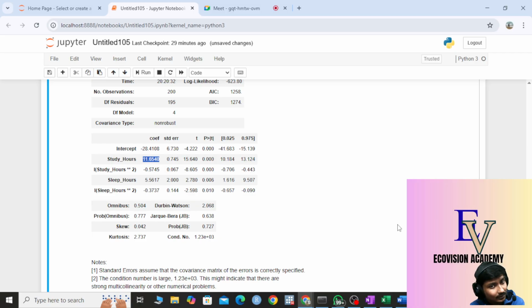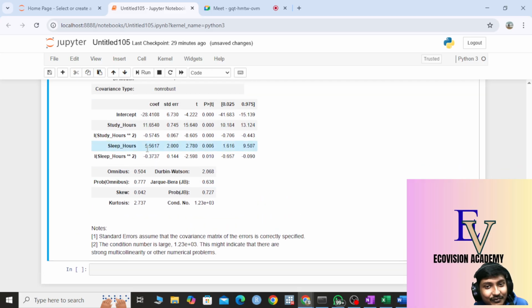Study hours coefficient is 11.65, a positive coefficient. So if study hours increases, then score will also increase. Study hour square: if you study for more, then your score decreases, will fall down, because there is a negative coefficient, so we should not study for more.